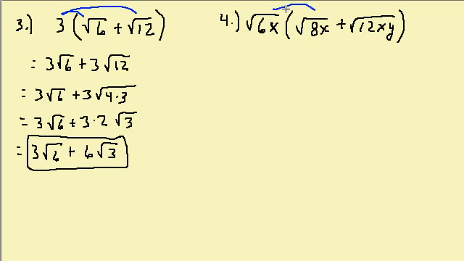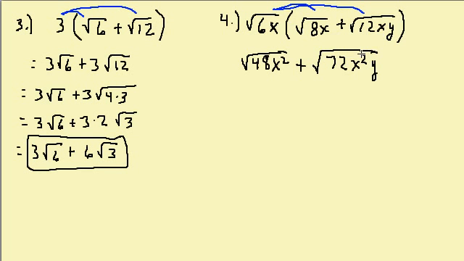Alright, so let's take a look at this next one. I'm going to distribute the square root of 6x. So 6x times 8x, that's the square root of 48x squared, plus square root of 6x times square root of 12xy, that's the square root of 72x squared y.